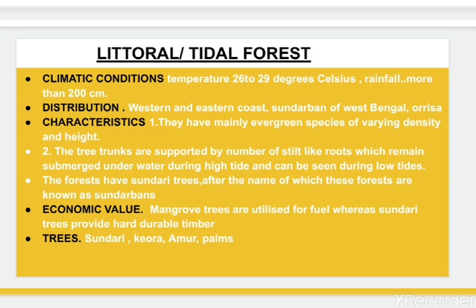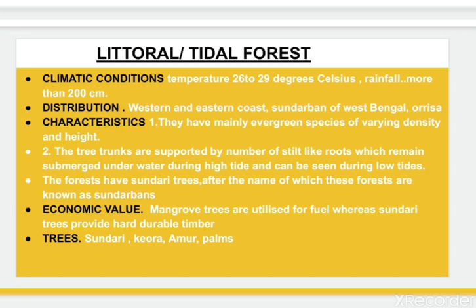Now next we will learn the characteristics. So they have mainly evergreen species of varying density and height. The tree trunks are supported by a number of stilt-like roots which remain submerged underwater during high tide and can be seen during low tides. The forest has Sundari trees, after the name of which these forests are known as Sundarban.